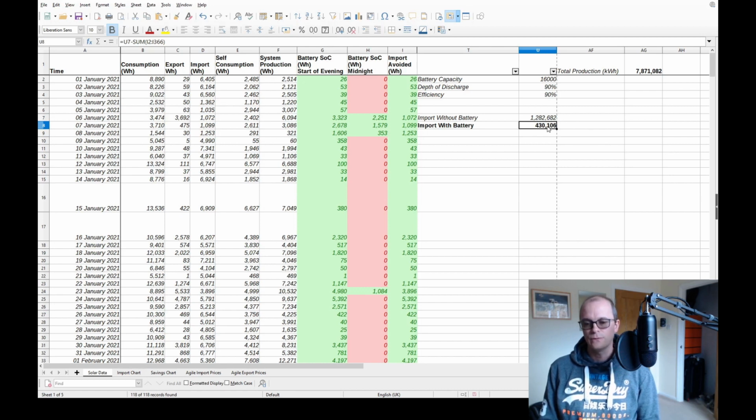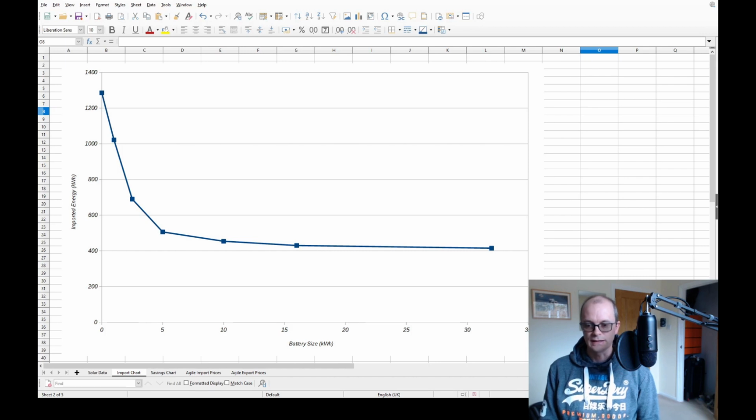And if we plot this on a graph, this is what we get. On the x-axis, we've got the battery size, and on the y-axis, we've got the amount of electricity that we import from the grid. And as you can see, the bigger your battery, up to about 5 kilowatt hours, we get large savings in terms of avoided grid import. But once you increase your battery size beyond 5 kilowatt hours, the savings in terms of avoided imported energy result in a much smaller return on investment. And that's not so useful.